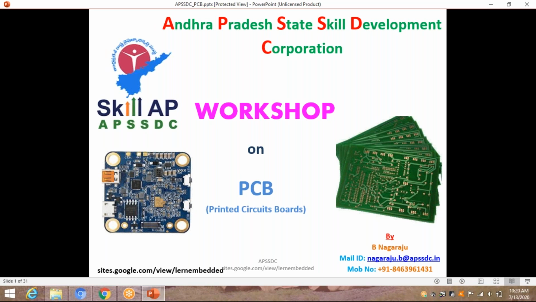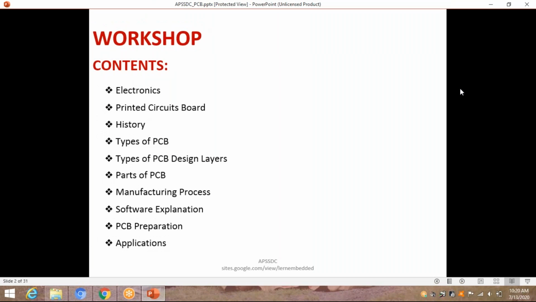Okay, let's get started. This slide shows you some of the contents. We will be covering all these topics. First of all, in PCB designing, what do we need? Electronics. Am I clear, guys? These are the contents you are learning in 2 weeks: electronics, printed circuit boards, history of PCBs, types of PCBs.